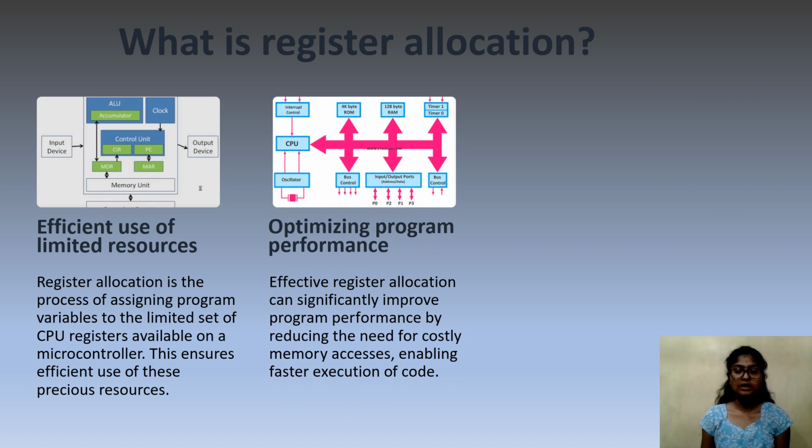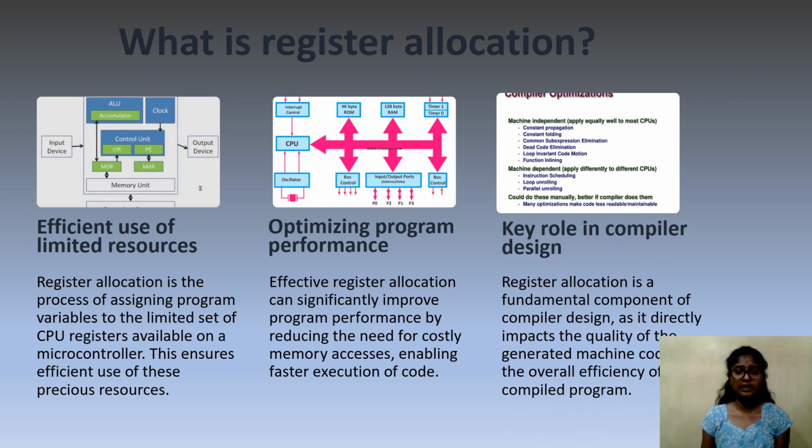And register allocation also optimizes program performance. That is, effective register allocation can significantly improve program performance by reducing the need for costly memory access, enabling faster execution of code. Register allocation plays a key role in compiler design because it is a fundamental component of the compiler, as it directly impacts the quality of the generated machine code and the overall efficiency of the compiled program.